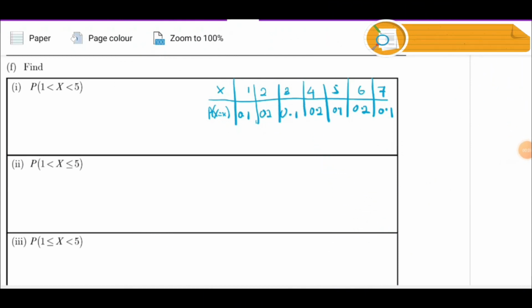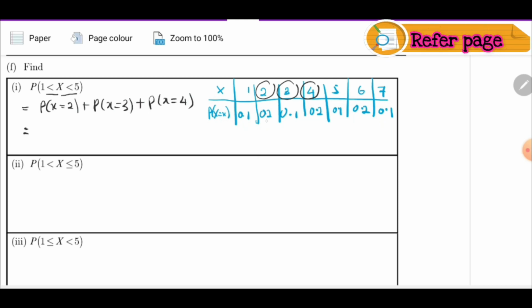Find the probability when x is less than 5 but greater than 1. So we can take the values of x equal to 2, 3 until 4. So P(x=2) plus P(x=3) plus P(x=4). The probability when x equals 2 is 0.2 and when x equals 3 is 0.1. The probability when x equals 4 is 0.2. We add up all the probabilities and the answer is 0.5.